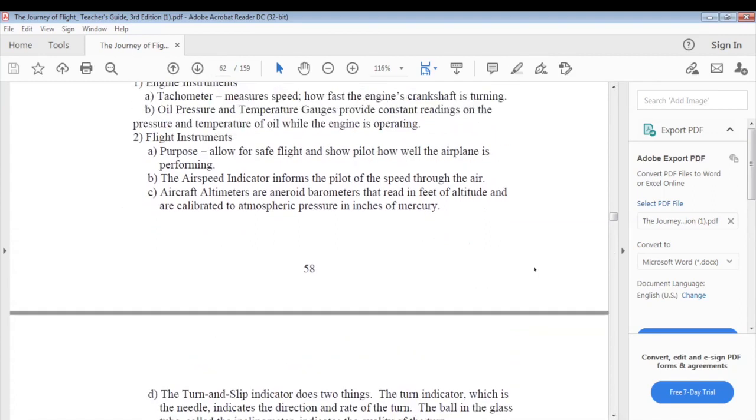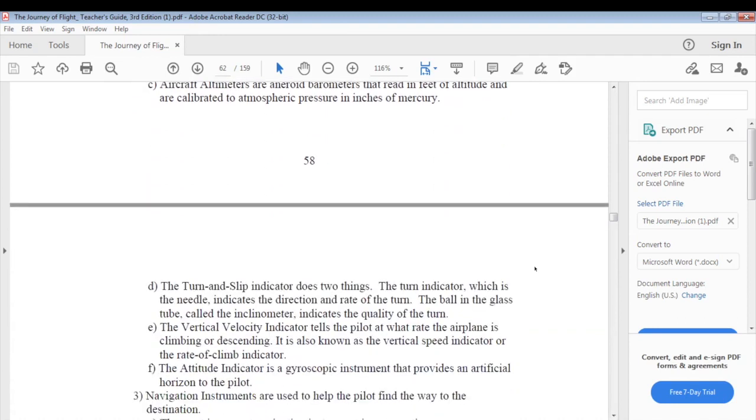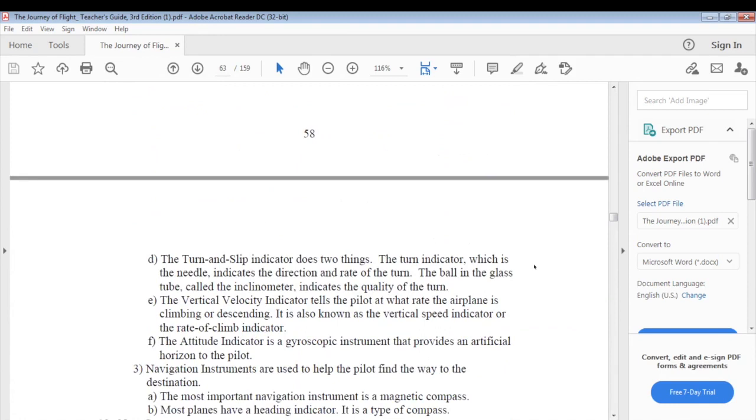Then we have the airspeed indicator, which of course gives you the speed of the aircraft, and the turn and slip indicator that will tell you what your bank is, if you are banking, making a coordinated turn. Then the vertical velocity indicator.